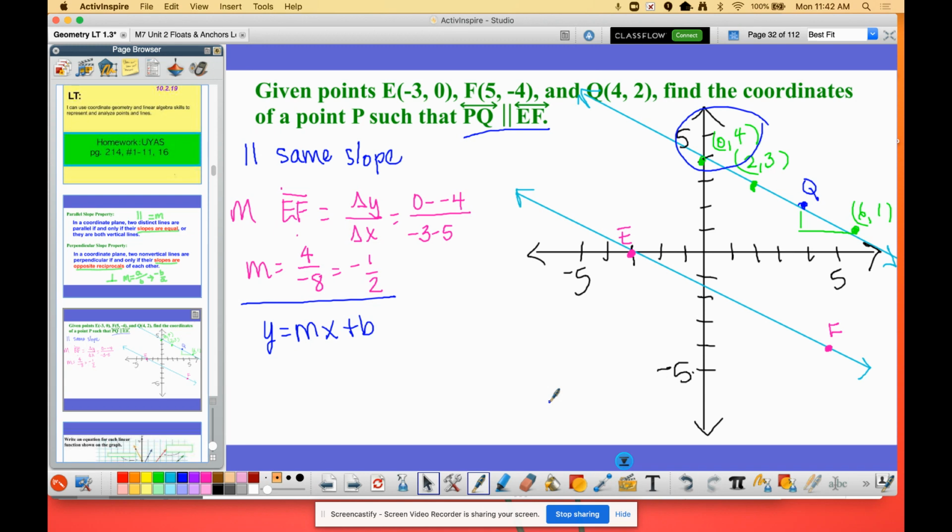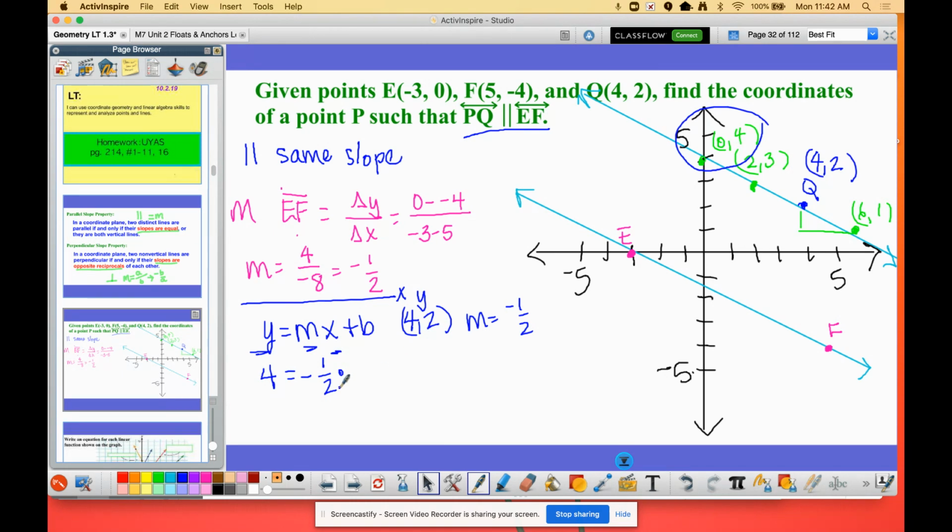And now I'm going to use a point, the point that I have for Q, remember that was 4, 2. So I'm going to use 4, 2. That's my x and my y. And then my slope is negative 1/2. I'm going to substitute those in for y, my slope, my x, and that's going to give me my y-intercept. So remember, it's x, then y.